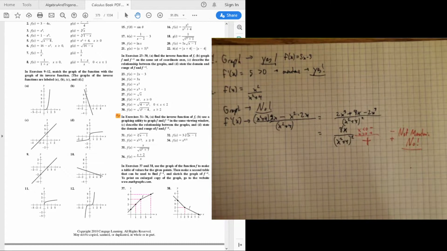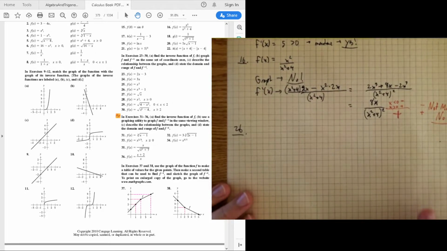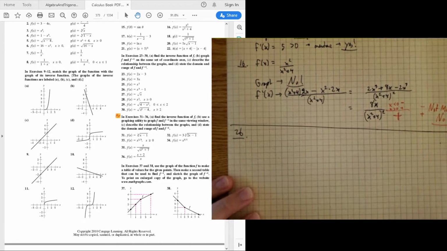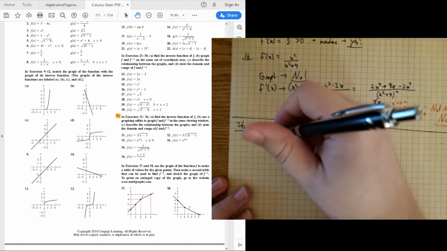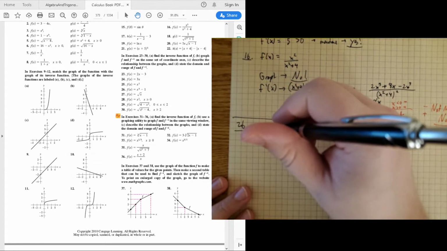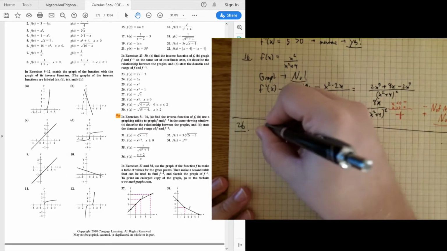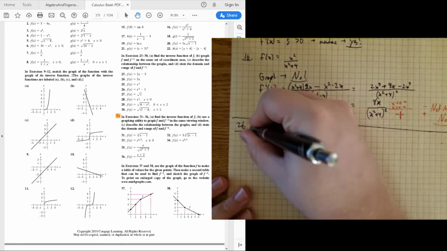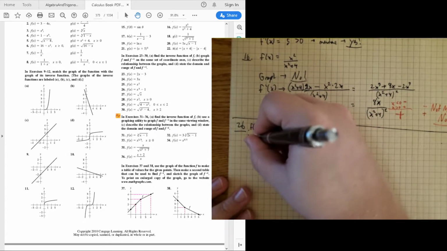Okay, let's do it. 26. Okay, 26. It states, find the inverse of the function. Well, first, let's make sure it exists. If we look at this, the function here on number 26 is x cubed minus 1. This is my f of x. Let's provide the first test. Does it exist?